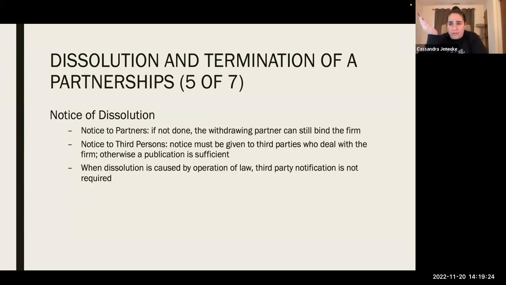Now, you got to give notice, right? We talked about this. Like the entire legal field is, 95% of it is just trying to give notice to people. And so when you dissolve a partnership, you have to give notice to the partners. You should give notice to third parties that you deal with through the partnership. Otherwise, you can make it public by publishing notice of the dissolution of the partnership. If dissolution of the partnership is caused by an operation of law, however, then third-party notification is not required because the courts see the court decree, which is a public document, as sufficient for third-party notice.